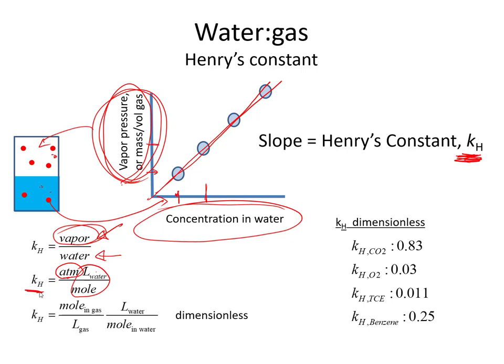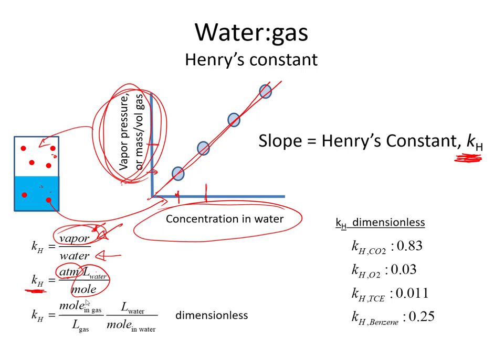And this is a fairly common unit for Henry's law. We can also think of Henry's law, though, as a ratio of moles per liter in the water and in the gas. Now, that's not usually how we measure the concentration in the vapor phase, but we can do it. We can convert and get that concentration.